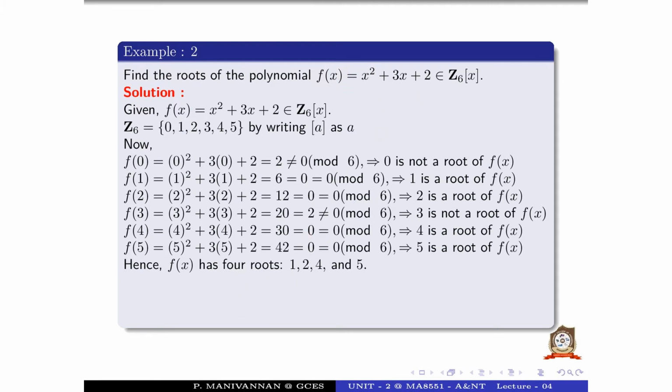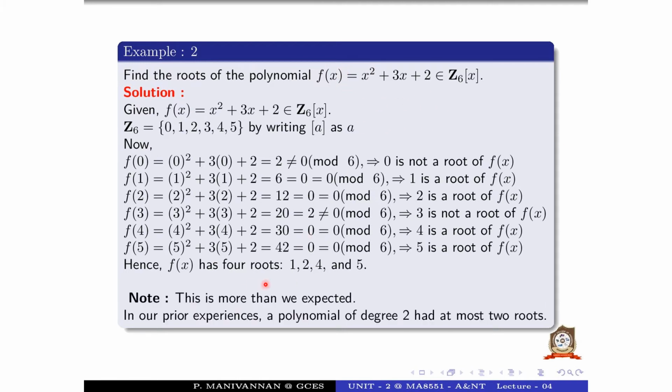Now the next example. This is more than expected. In our prior experience, a polynomial of degree 2 had at most 2 roots, but here it is not true for polynomial rings.